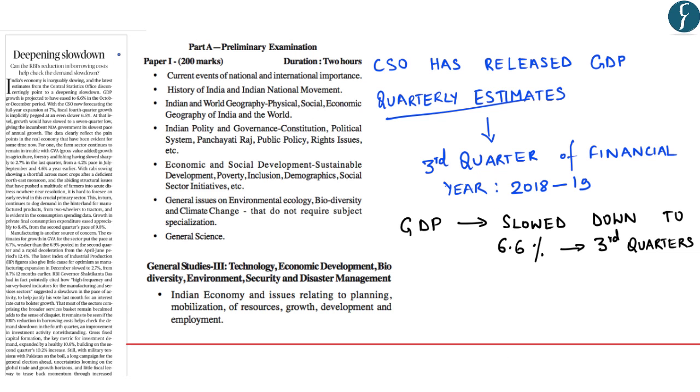The next news appears in the editorial section on page number 8. It says, Deepening slowdown. Can the RBI's reduction in borrowing cost help check the demand slowdown? Now, this editorial highlights the slowdown in the third quarter of the GDP to 6.6%. And as per the editorial, it is the lowest GDP growth in the last 6 quarters. This particular data was released by CSO, that is Central Statistics Organization, where the CSO released the GDP quarterly estimates for the third quarter of financial year 2018-19.